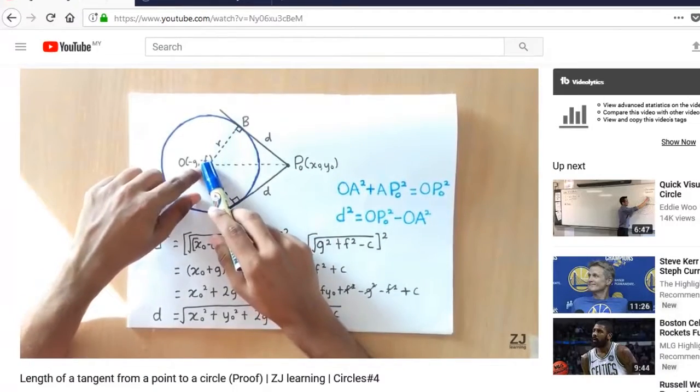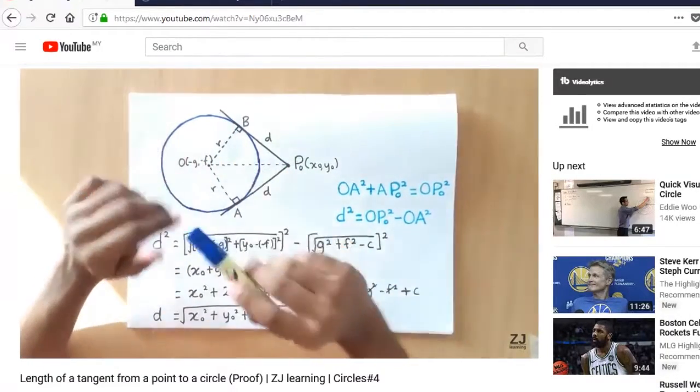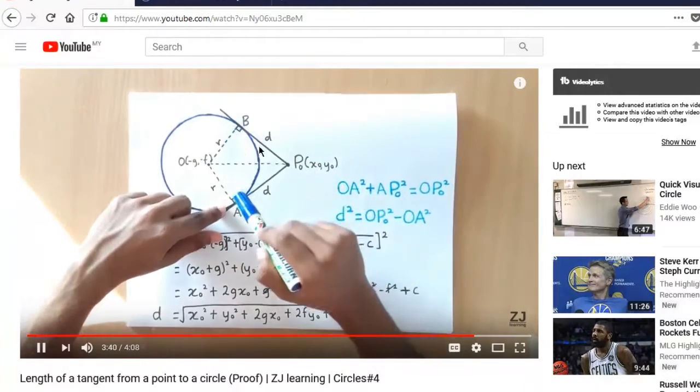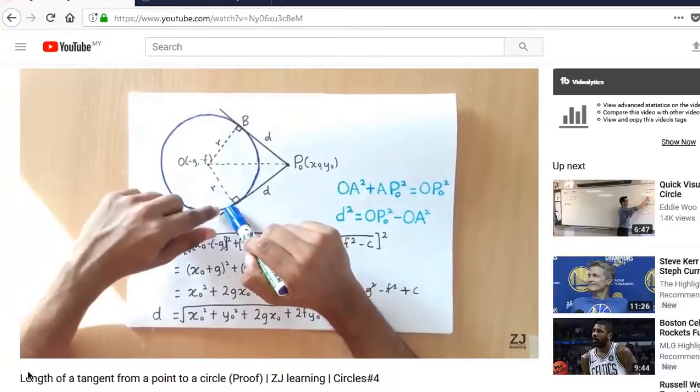We learned that two tangents can be drawn from a point outside the circle. Today we are going to find the equation of the chord that connects the two tangents on the circumference of the circle.